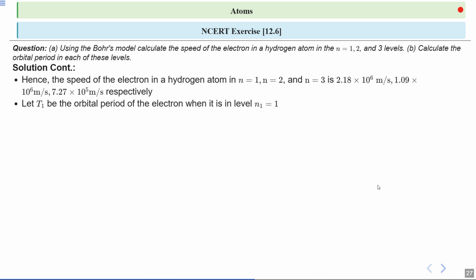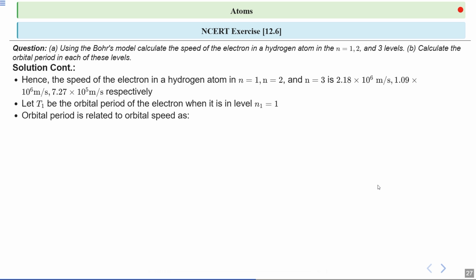Now let's define what we are looking for next, the orbital period. We will call T1 the orbital period when the electron is in the first energy level. That is when n1 equals 1. The orbital period is the time it takes for the electron to make one complete revolution around the nucleus. The orbital period is related to the orbital speed. Specifically, it's the time taken to travel the full circumference of the orbit at a given speed.